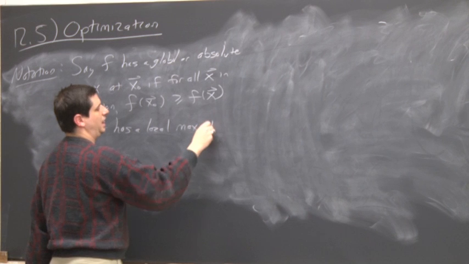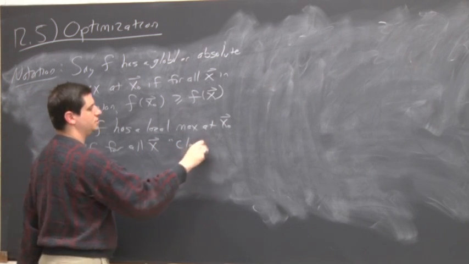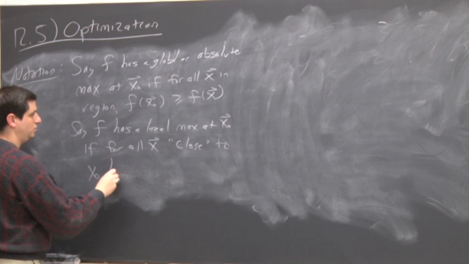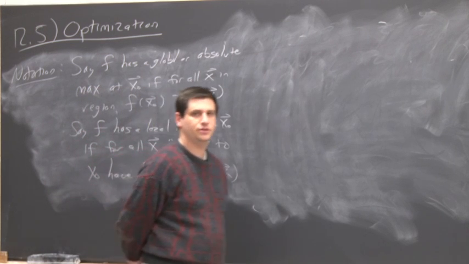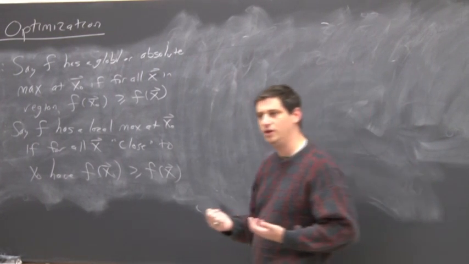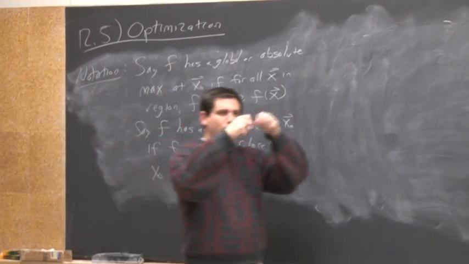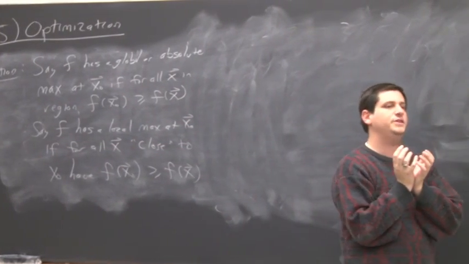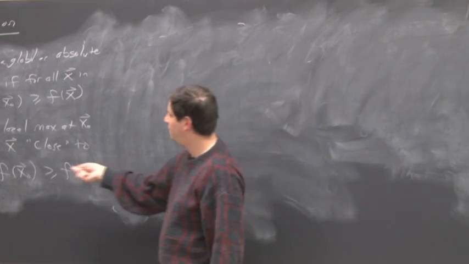Similarly, we have a local max. We say f has a local max at x naught if for all x close to x naught, we have f of x naught greater than or equal to f of x. So of course the question is, what do we mean by close? This is where that topology notation, the open sets that we talked about before, come into play. Typically what you would mean is I give you a point, I draw a small circle if I'm in 2 dimensions, or a small ball if I'm in 3 dimensions, and I just look at points in that small ball. And as long as I stay in that small ball, I can't find anything larger than my f of x naught.